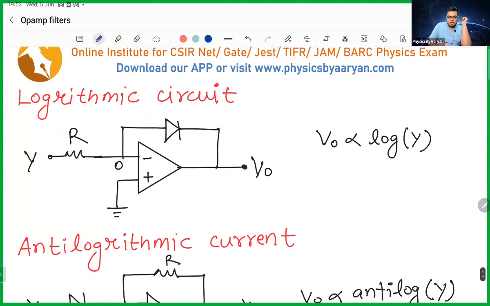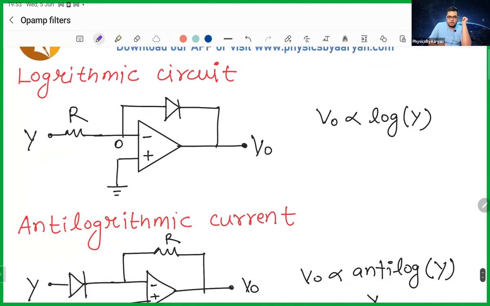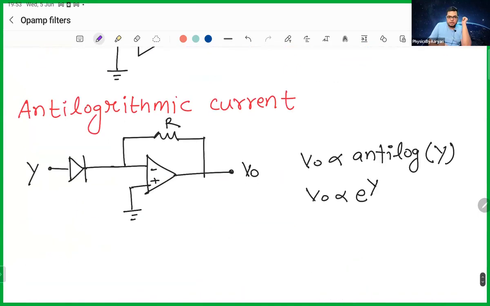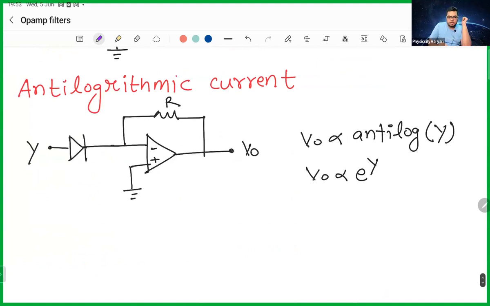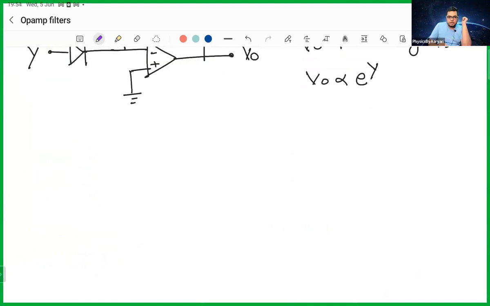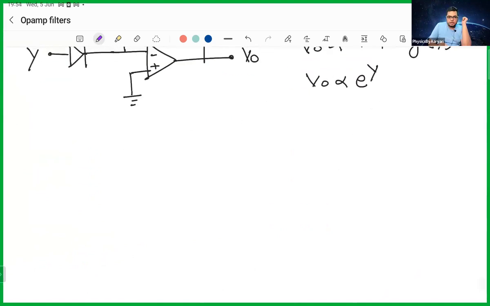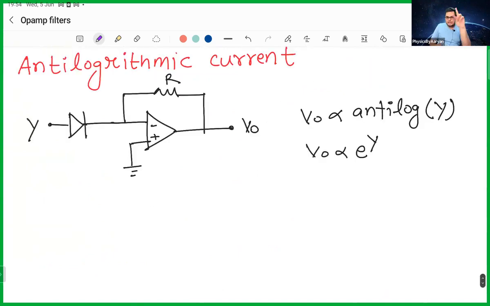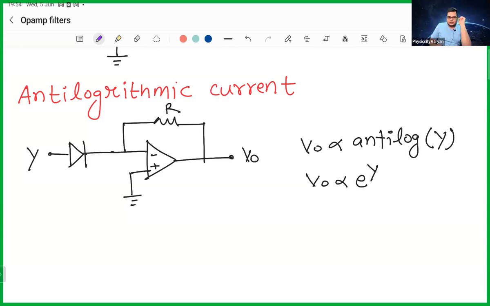And if you want to do anti-log, also sometimes known as exponential, this is also known as the anti-logarithmic circuit, or sometimes the exponential circuit. In that case, you just have to switch the diode and resistor. So if you switch the diode and resistor, you will get an anti-log of whatever is your input.